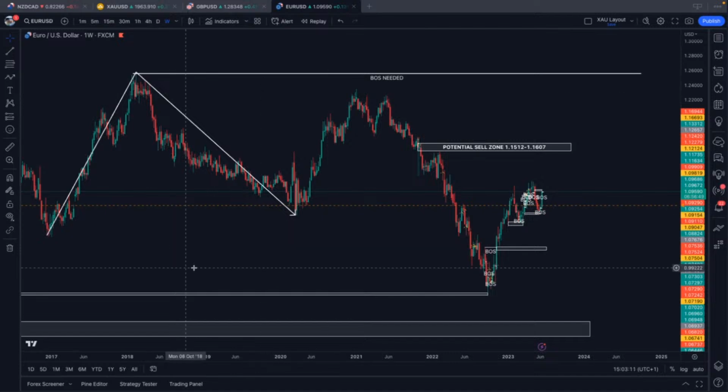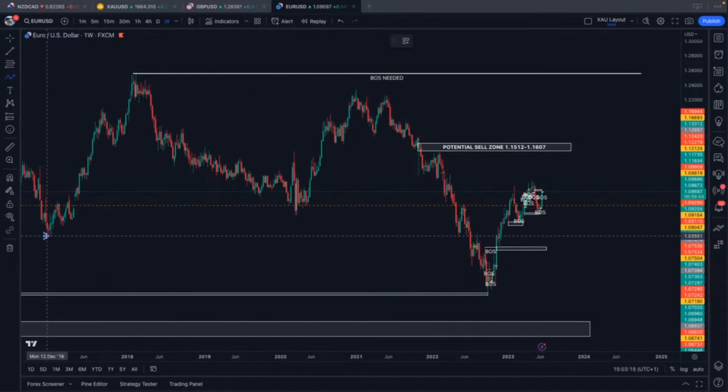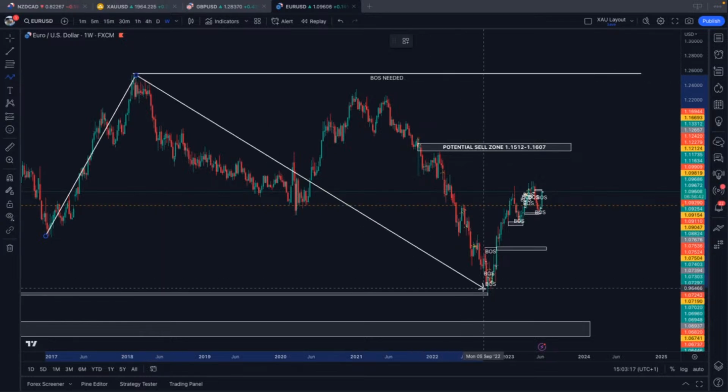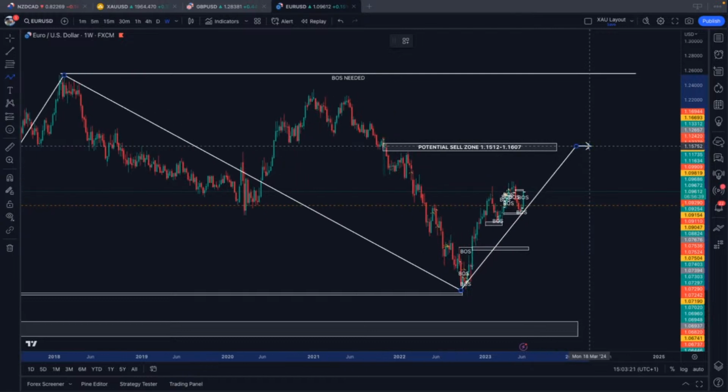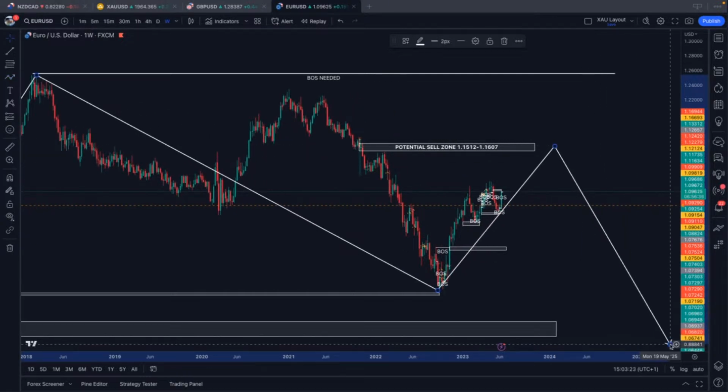No, that's incorrect, should I say. So if we go from here, we have a low followed by a high. We now have a lower low. Hopefully we'll have the introduction of a lower high, and then what will follow is a lower low. That's obviously following that bearish structure that we are seeing on the higher time frames.